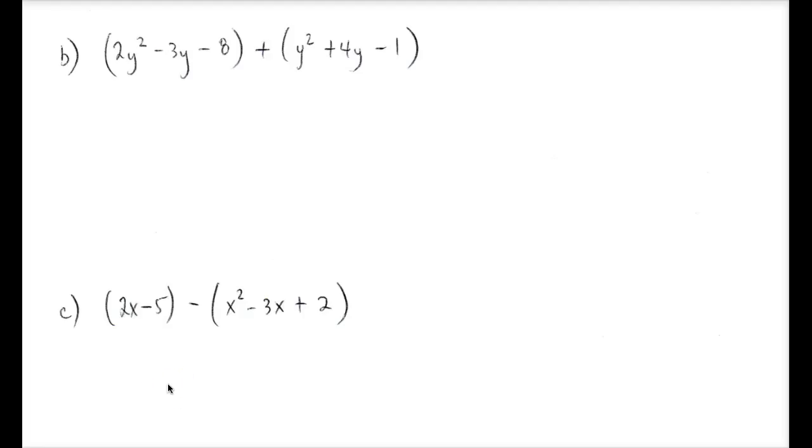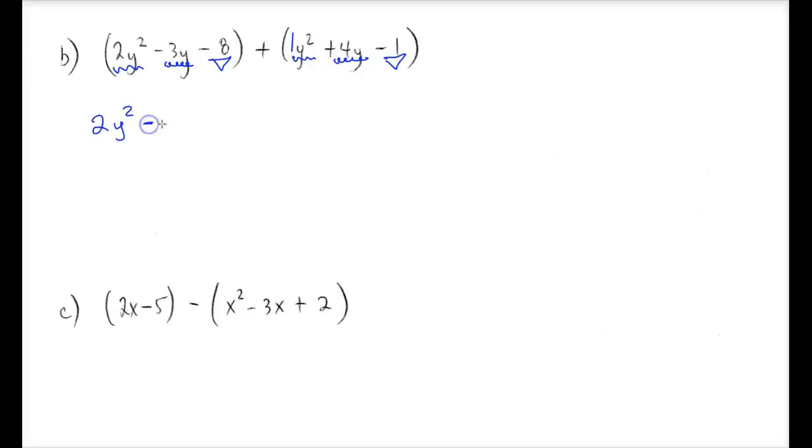All right, moving on to the next example here. Again, we just have addition, so there's no need to distribute anything, but we do need to combine like terms. So we have the 2y squared and understood 1y squared that are together. We have the negative 3y and plus 4y that are together. And we have the negative 8 and the negative 1 that need to go together.